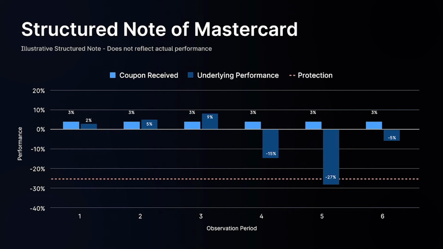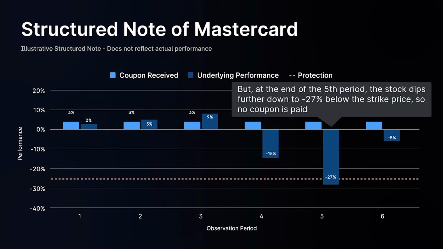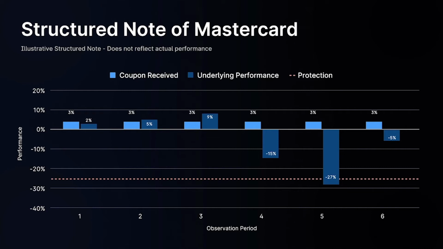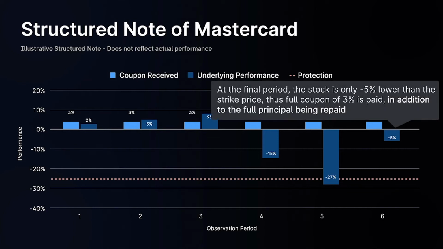Now, let's fast forward to the end of observation period 5, and we can see that the underlying stock has actually continued to decline even further and is now down negative 27% from the strike price. Since it's now below the downside protection value, the investors would not receive their quarterly coupon for this period. Now, as we get to the final observation period, period 6, the underlying stock has actually recovered and is down only negative 5% from the strike price. Since it's above the downside protection value, investors would receive their 3% quarterly coupon, and since it's the final observation period, investors would also receive their full principal back.